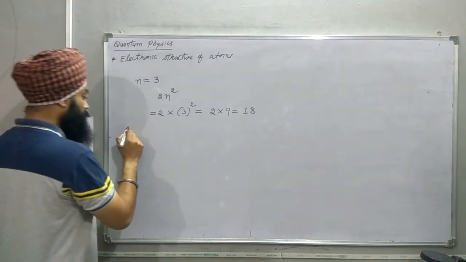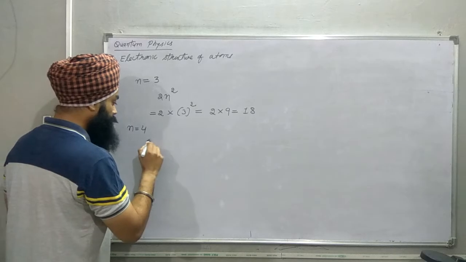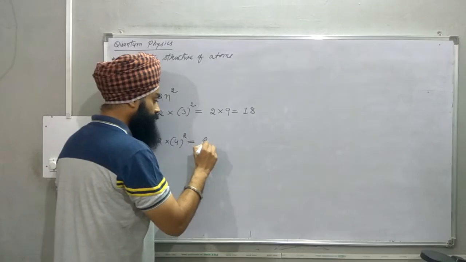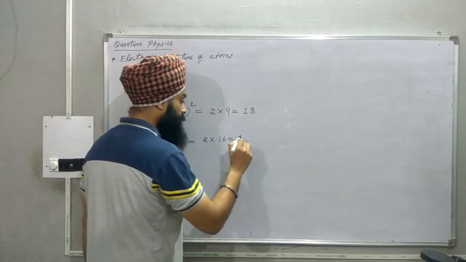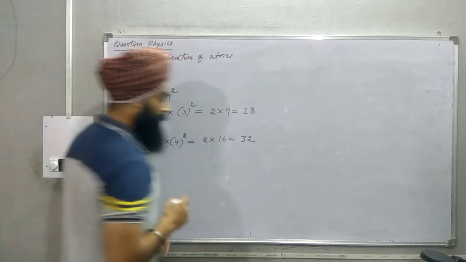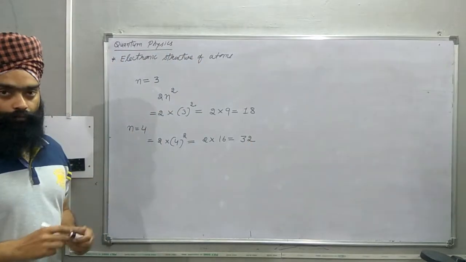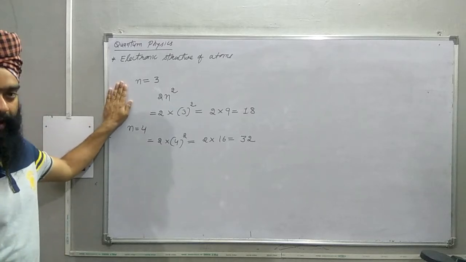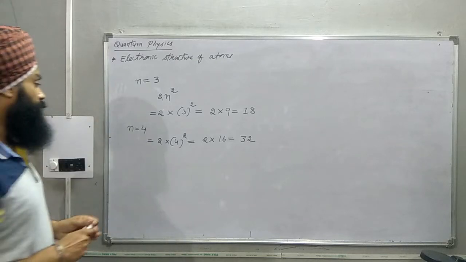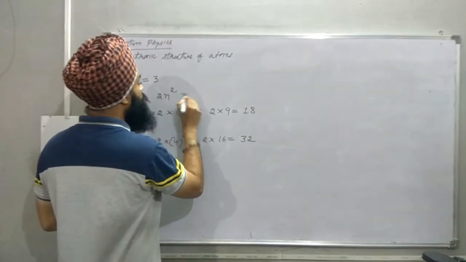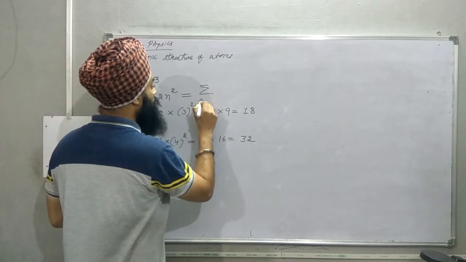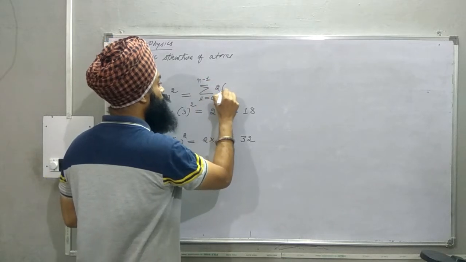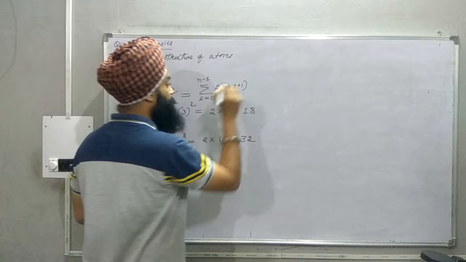Again, for n is equal to 4, we have 2 into 4 square, that is 2 into 16, and we have 32 electrons for n is equal to 4. So, if we are given the value of L, this formula can further be elaborated: sigma L is equal to 0 to n minus 1 of 2 into (2L plus 1).